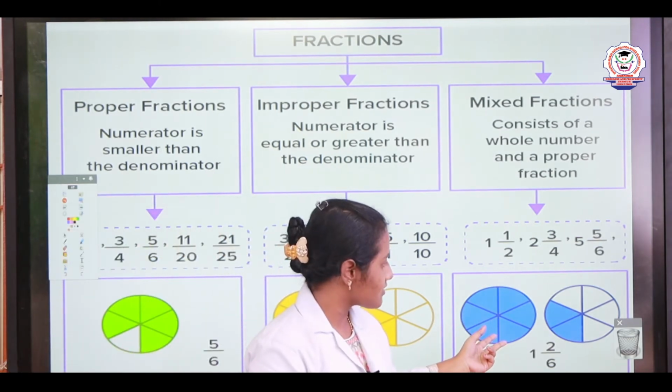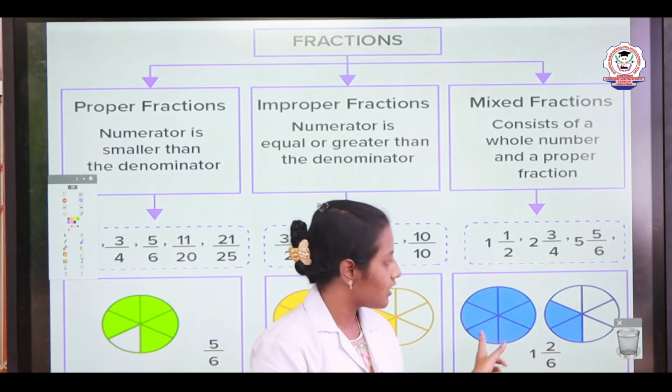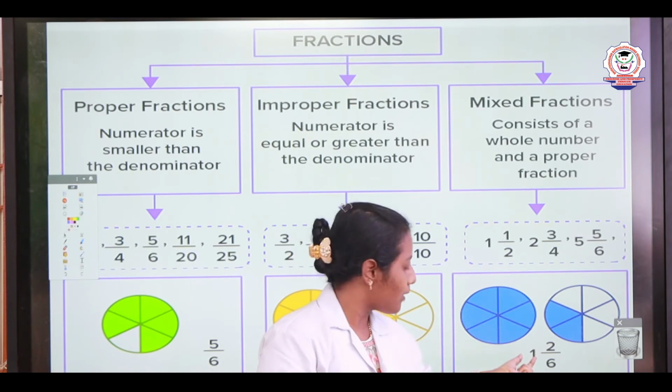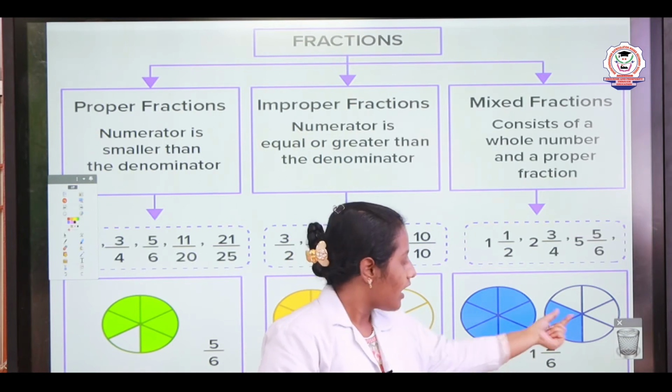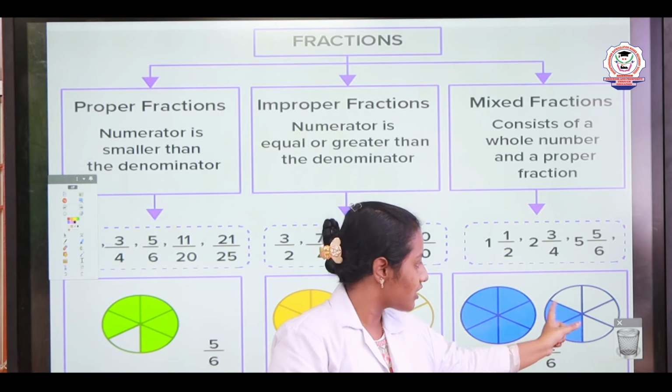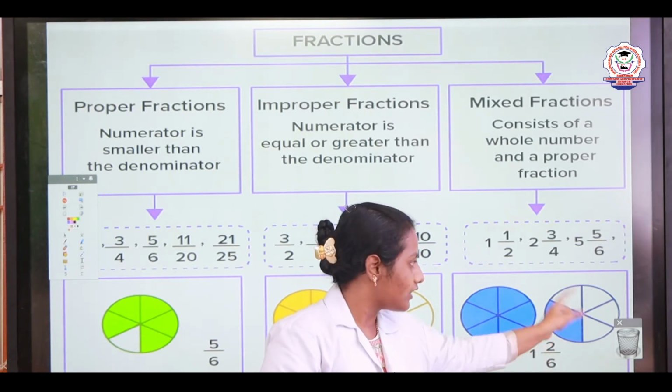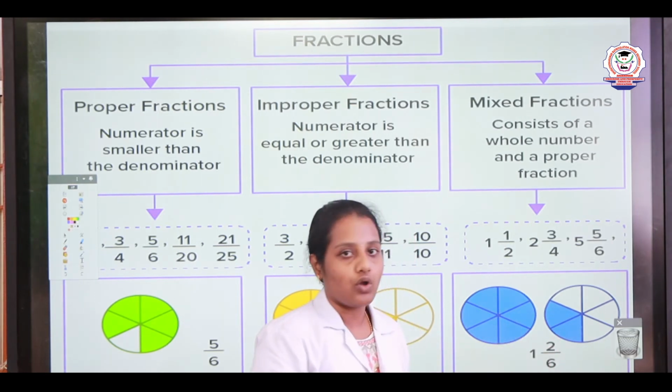Yes, next see this next circle, my dear. They divided both circles into 6 parts, but they shaded the whole of the first one. So we put the number 1 as a whole number. And in the second circle they shaded only 2 parts. So we consider that shaded part as the numerator and the whole given part as the denominator.